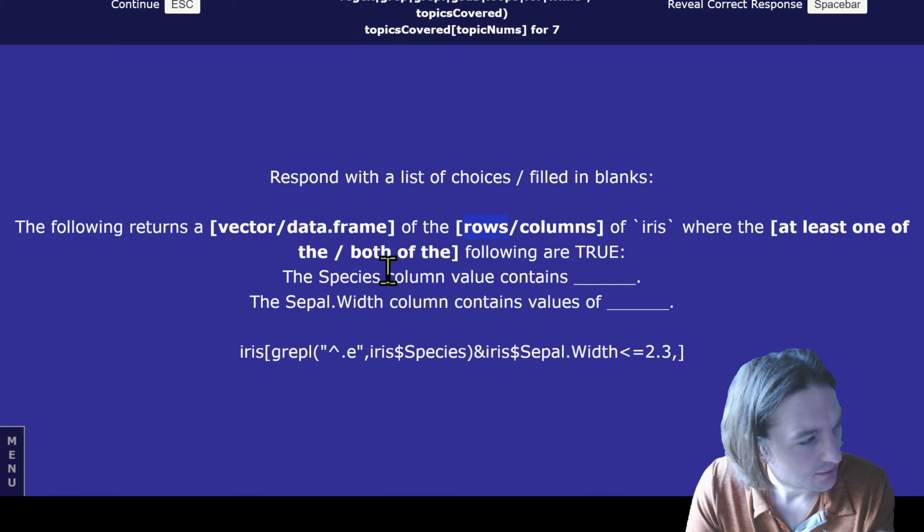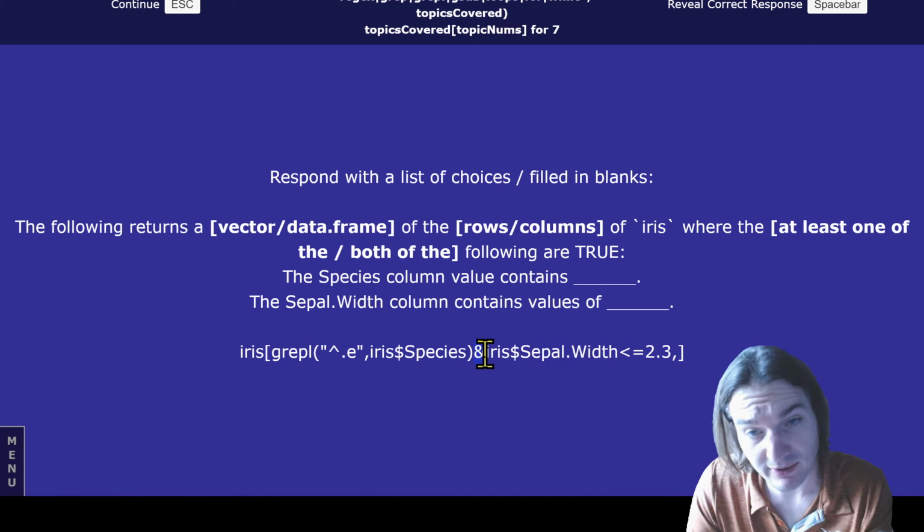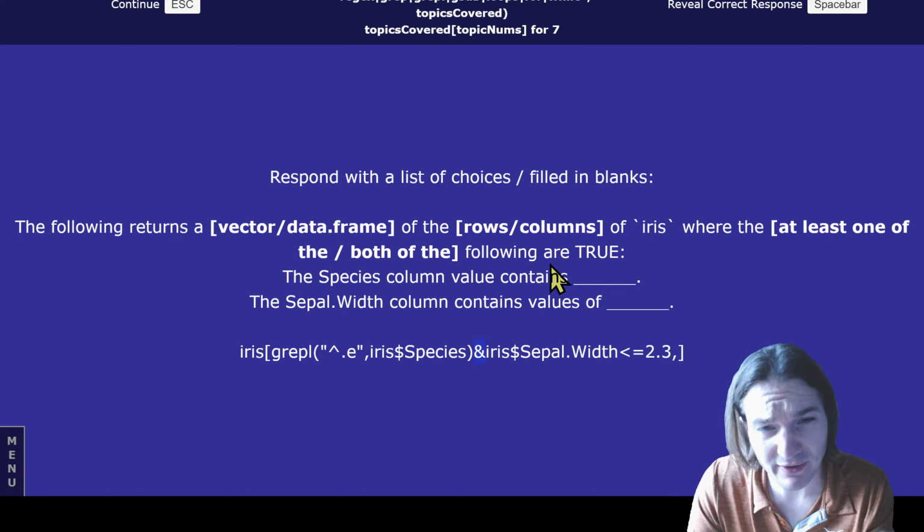where both or at least one of the following. Here I can see that my two pattern searching and value comparison logic objects are being joined together with an ampersand. Because they're being joined together with an ampersand, it means that both need to be true to return that row.